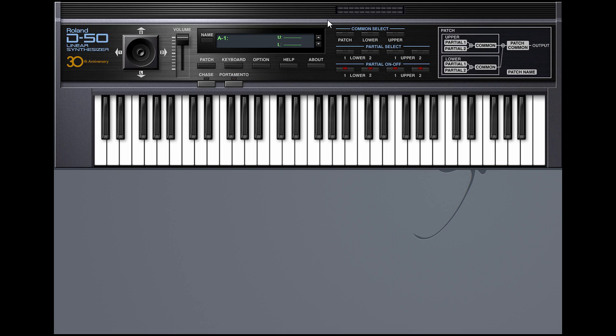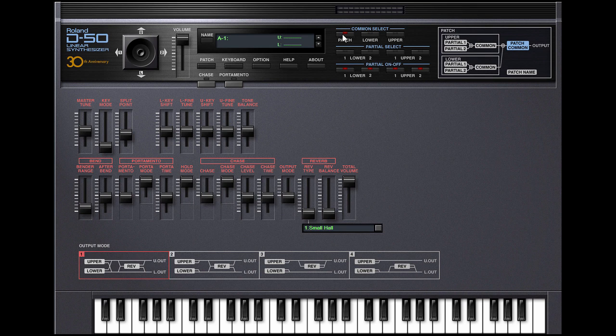Okay, so now let's go to the command select. Here we go to the patch. Clicking this button will expand your panel. Here you'll find the master tune that lets you adjust the pitch. You can select the whole mode, which lets you play 60 notes in the upper tone. And by the way, these are the mode buttons.